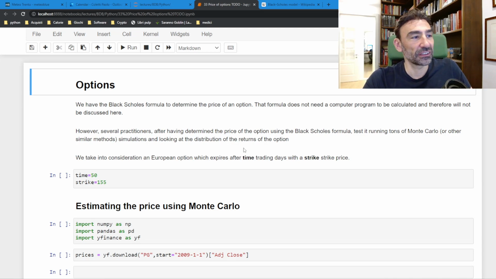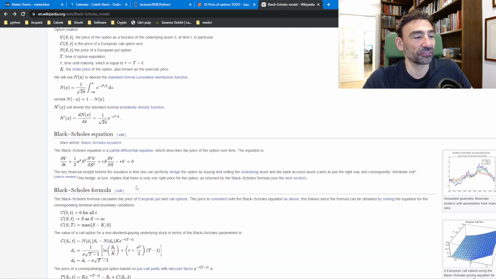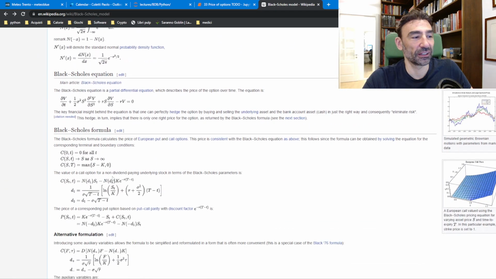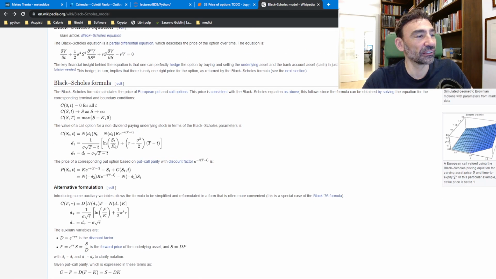Hello everybody, in this lesson we are going to see how to determine the ideal theoretical price for options. Every student of economics knows that there is the Black-Scholes formula to determine the price of an option. It starts from differential equations, you solve them, find a solution, and here is the formula.